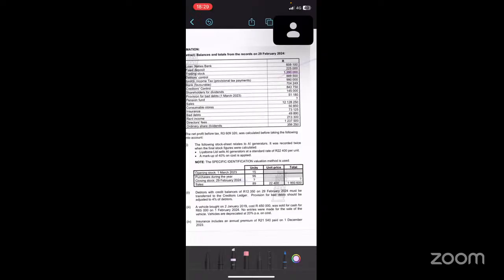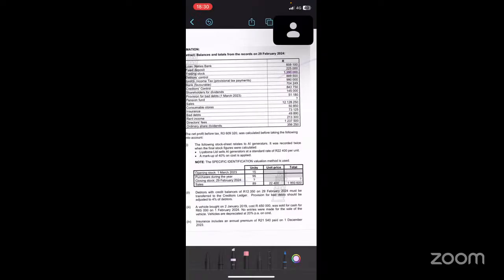And then we have opening stock on 1 March 2023 is 15, purchases during the year is 95. Closing stock on 29 February 2024, we don't know. And the sales equate to 89 units, and the unit price is 22,400 rand, and the total sales is 1,993,600 rand over there. Does anybody know how we're gonna make use of this information over here?